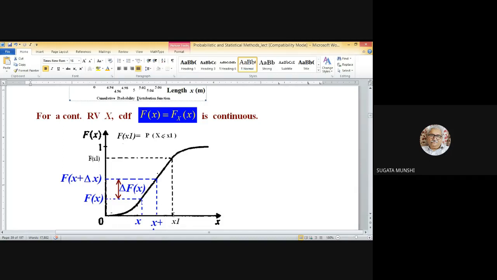So I have considered a particular value of small x as x1. So what does it represent? This value Fx1, it is the probability of capital X less than equal to small x1. Fx is the probability of capital X less than equal to small x. Fx plus delta x, this is the probability of capital X less than equal to small x plus delta x.